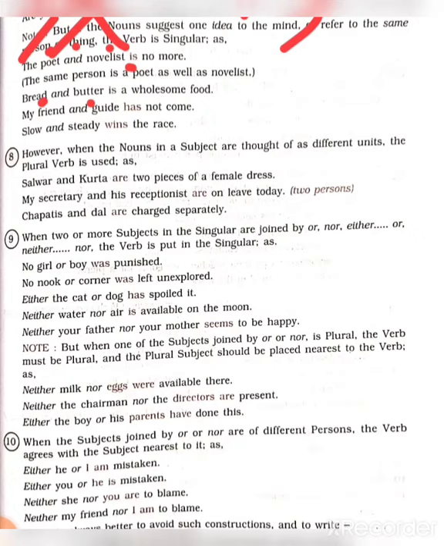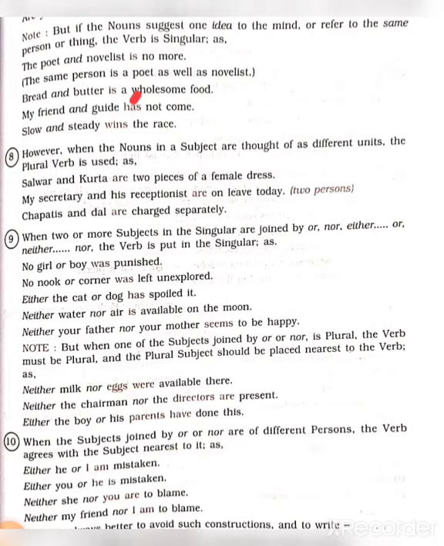So bread and butter is a wholesome food, a complete food. It is referring to one idea, one food. That is why it is a wholesome food. You cannot write "rice and curry, fish and curry are a wholesome food." Okay. My friend and guide has not come. My friend, who is also my guide, has not come. So I am referring to a single person. That is why "is" or "has" is written over here.